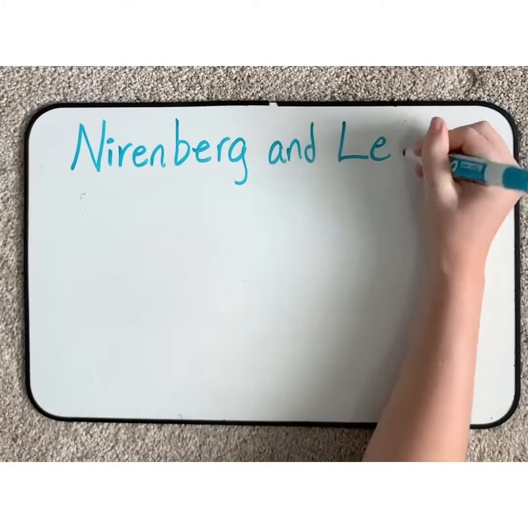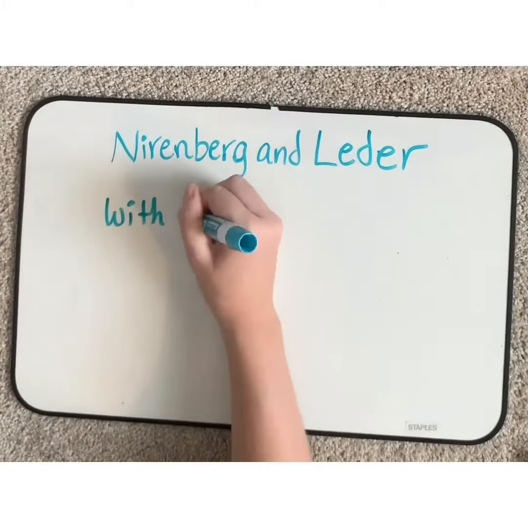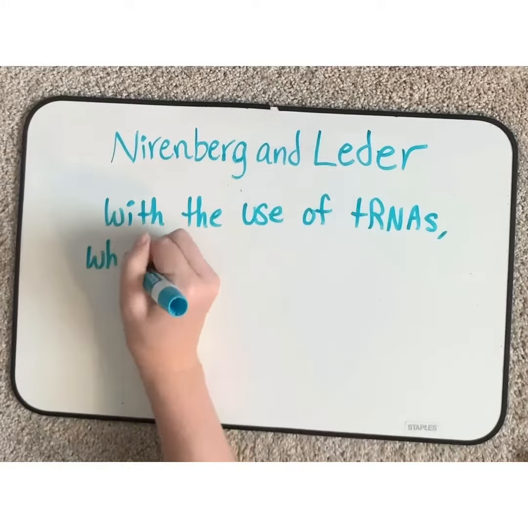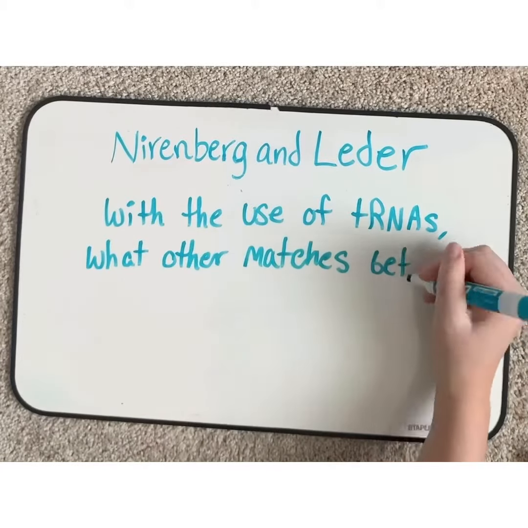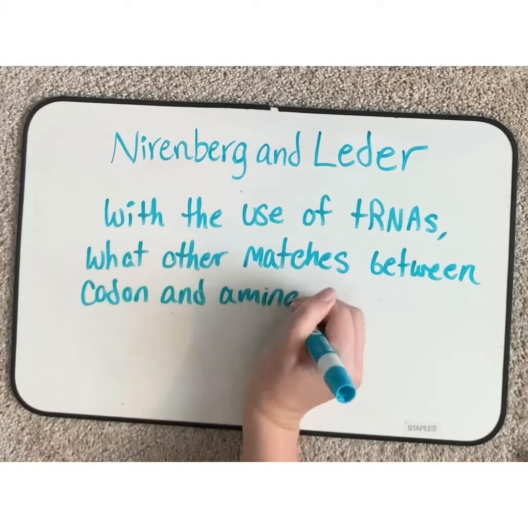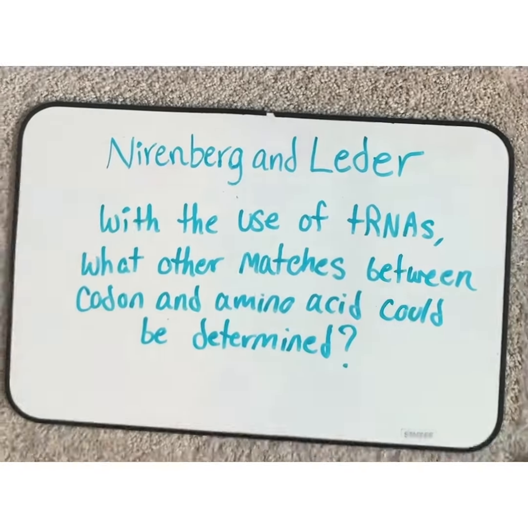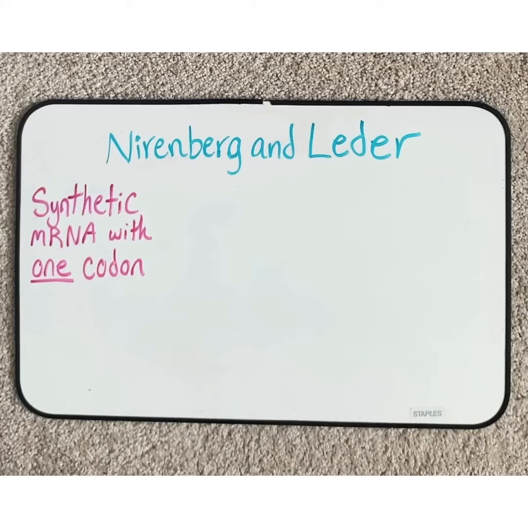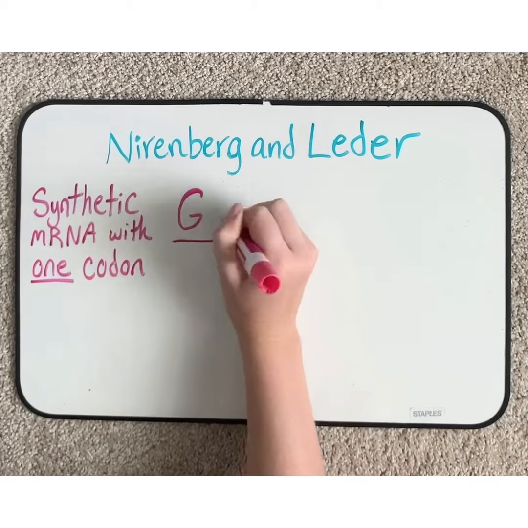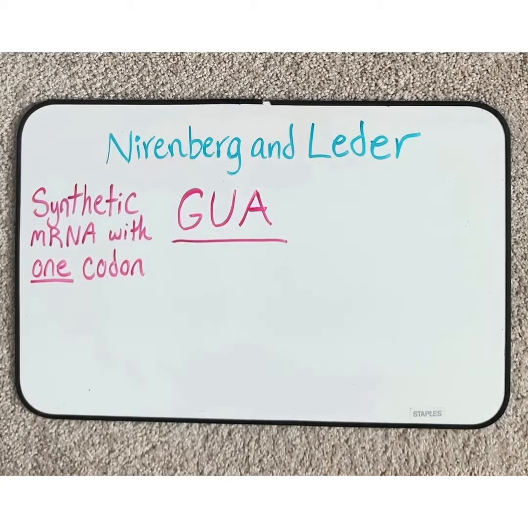Nirenberg continued to identify more codons. However, his lab partner, Matthaei, was replaced by Leder. Nirenberg and Leder asked the question: with the use of tRNAs, what other matches between codon and amino acid could be determined? Instead of looking at an entire strand, they used one singular codon made of synthetic mRNA.